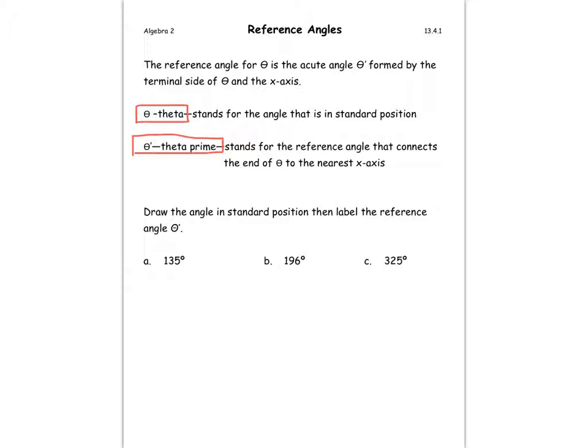Okay, so back to the definition. The reference angle is the acute angle, so it's less than 90 degrees, and it is formed by the terminal side, the end side of the angle, and the x-axis. Never the y, always the x. Alrighty, so draw the angle in standard position and then label the reference angle theta prime. So we'll practice that first.